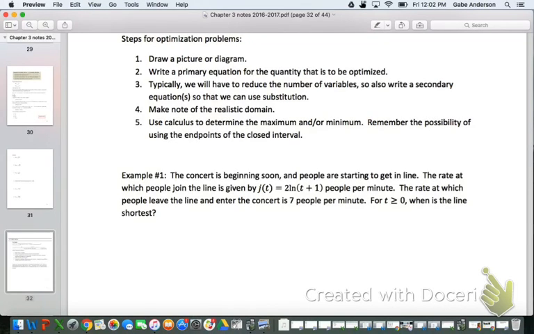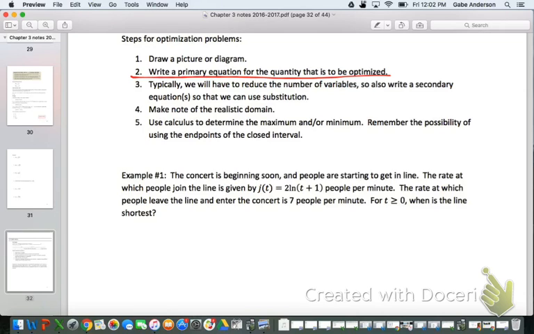Remind you all of something that we talked about yesterday. I thought we talked about it enough, but I think it's important enough for us to talk about it one more time before we proceed with example 1 and finish it. And it is right here, number 2. Write a primary equation for the quantity that is to be optimized.